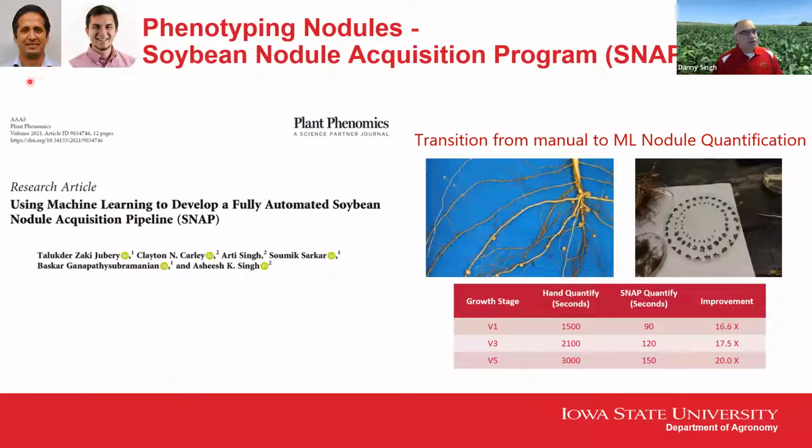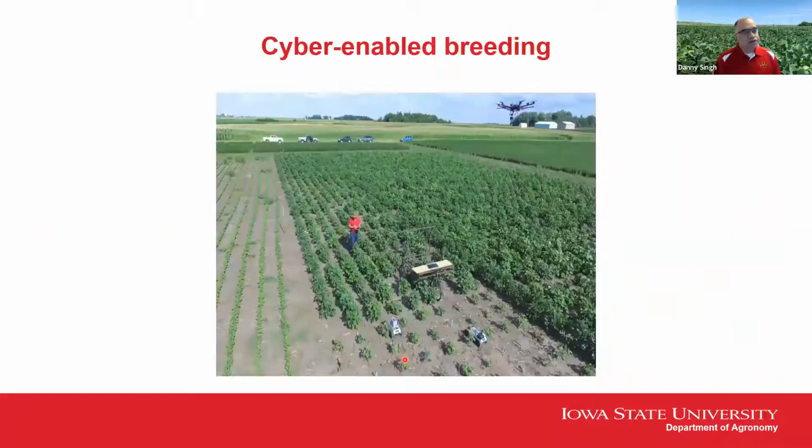The final example here is Zaki and Clayton. They developed the soybean nodule acquisition program. This paper came out recently, and root traits are difficult to phenotype, and nodules that are present on soybean roots are even more difficult. These are examples of those nodules here, and you can see a lot of diversity. And in this particular pipeline we have developed, we are seeing a lot of improvement in terms of our ability to not only determine presence of nodules, but also where they are present and what is the development of these nodules over time. So we are now doing the biological studies to link it with performance traits.